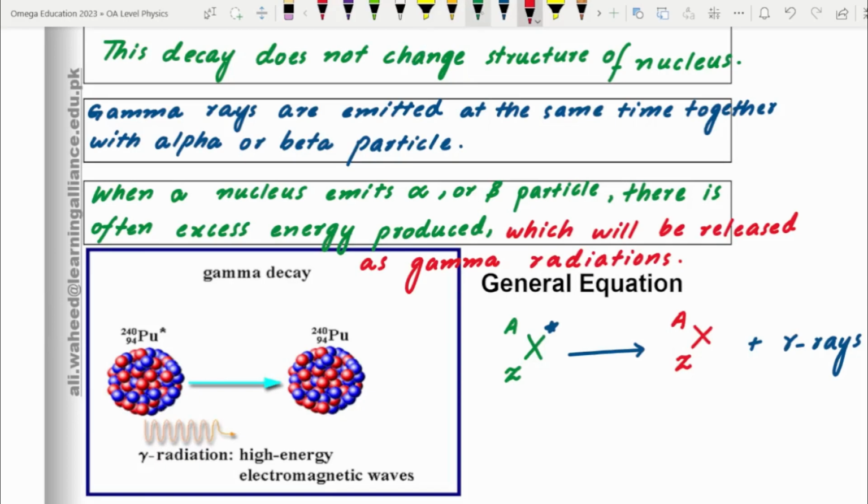The only difference is now we don't put the star here, which represents that your parent nuclide was unstable, and the daughter nuclide after the emission of the gamma rays is now comparatively stable. But the proton number and the mass number remain the same, and hence your element X remains the same element.